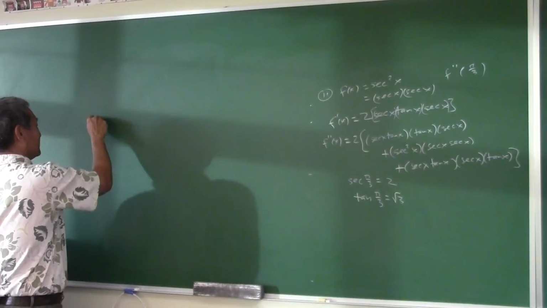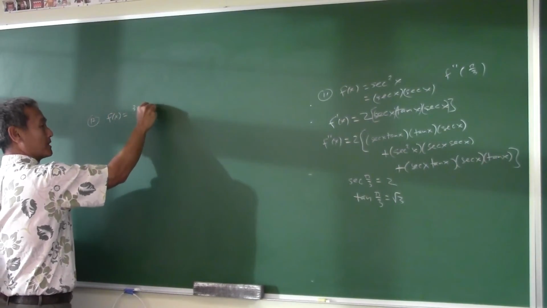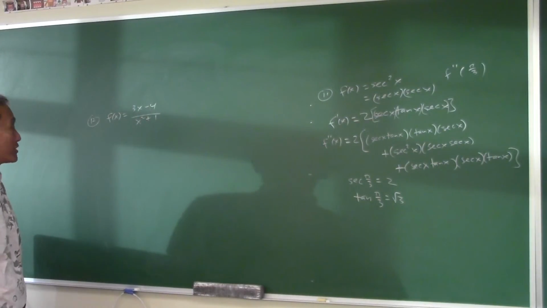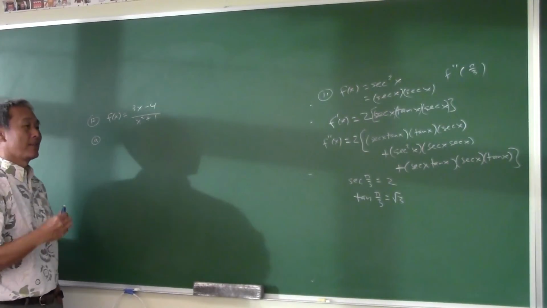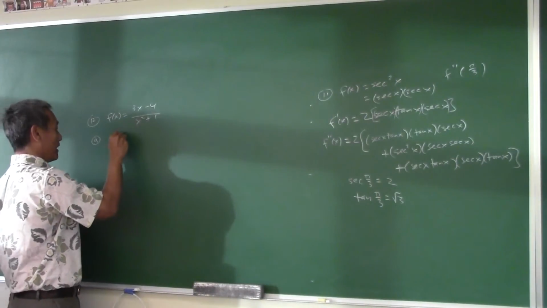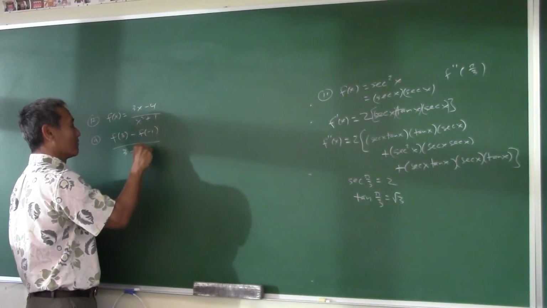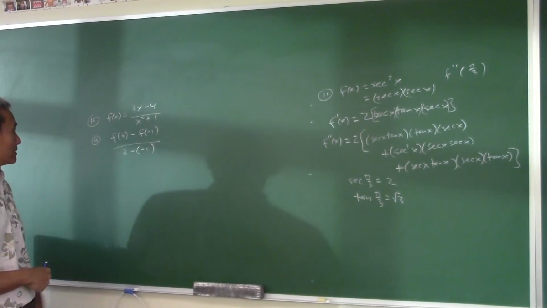Hallelujah. 12. F of x is equal to 3x minus 4 over x squared plus 1. Find the average rate of change. Come on, we've been doing this for 2 chapters already. How do you find the average rate of change from x equal -1 to x equal 3? Well, f of 3 minus f of -1 all over 3 minus -1, right? It's simply the slope of the line that goes through 2 points.